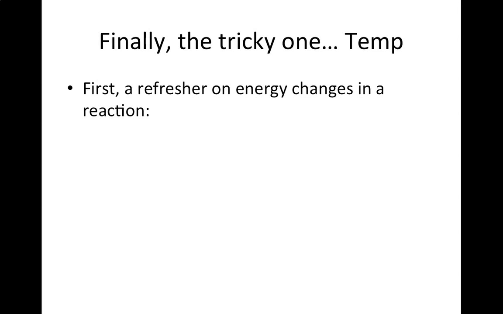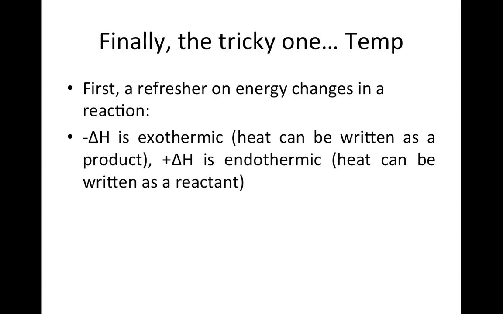And here's kind of our tricky one, temperature. If I increase or decrease the temperature, what's going to happen? Well, I have to think back two units ago, topic 5, and energy. So I have to remember what's going on with energy changes in a reaction. If I have a negative delta H, that means I'm releasing energy, so I'm exothermic. Or another way I could write this is with plus heat as one of my products. And then if I had a positive delta H value, I'm going to be endothermic. I'm taking energy into the system to make the reaction occur, and heat can be written as a reactant.